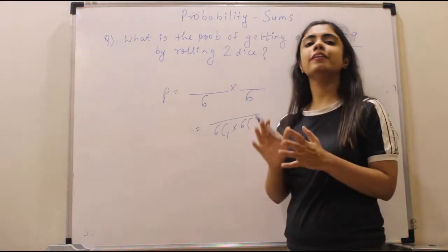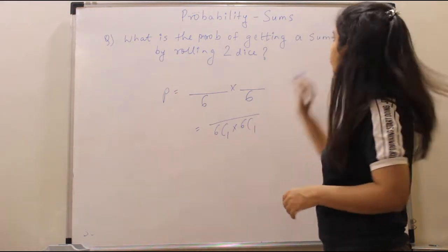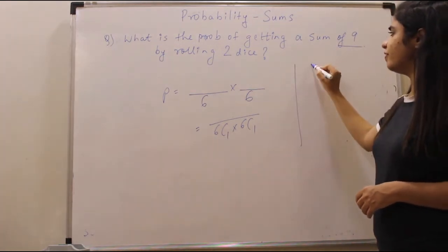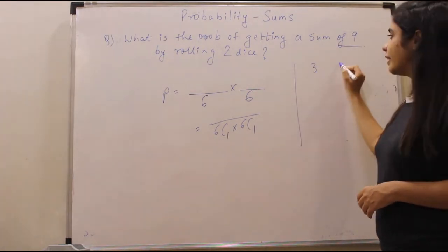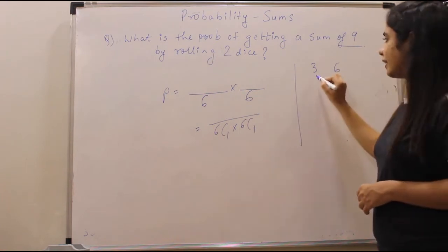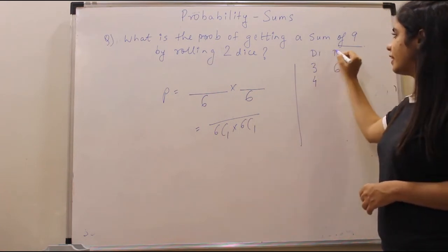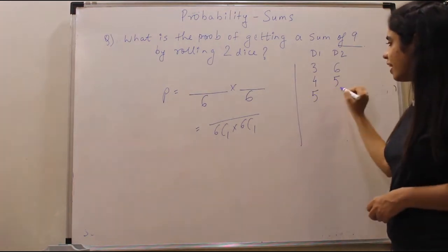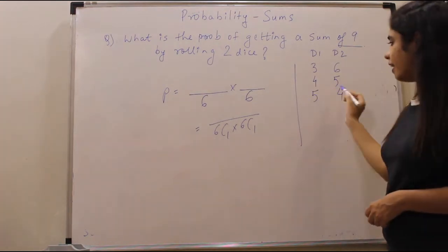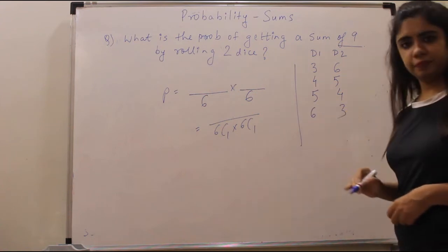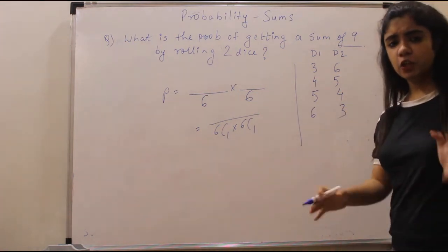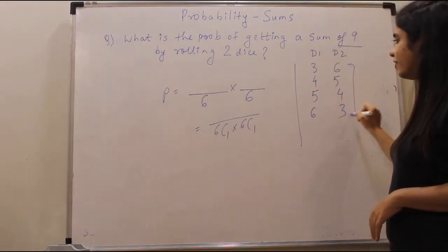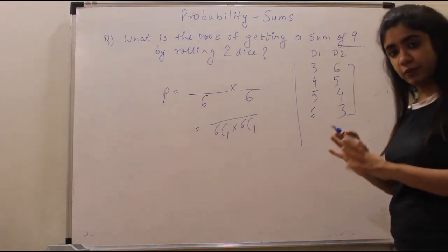Now you want the sum to be 9. When will your addition be 9? See, understand. I can have 3 on one number, I can have 6 on the other number. I can have 4 on dice 1, and 5 on dice 2. I can have 5 here, 4 here, and I can have 6 here and 3 here. There is no other possibility. 2 and 7 will not work. A dice does not have 7. So there are only 4 possibilities. Correct? There are only 4 possibilities.